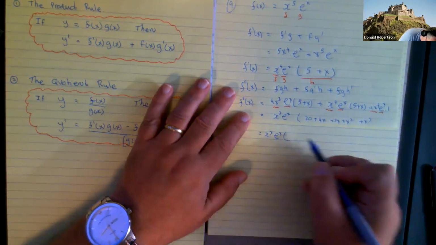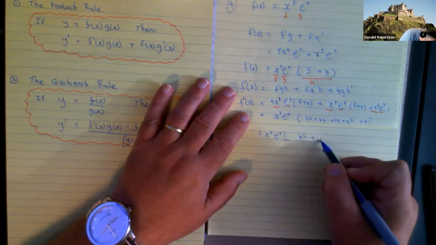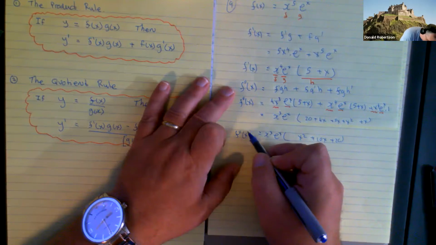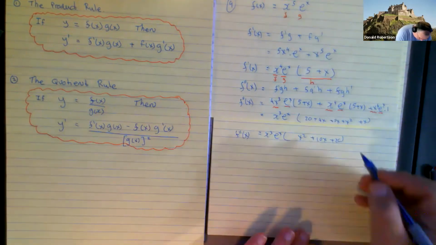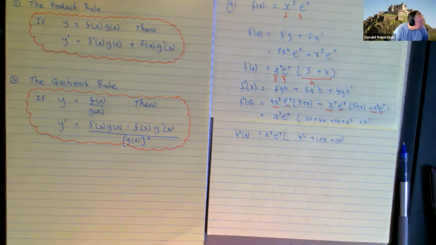Hopefully I did that right. So you're going to get an x squared. Looks like you're going to get a 10x plus 20. And we're finished. Barring accidents in counting. Are we good?